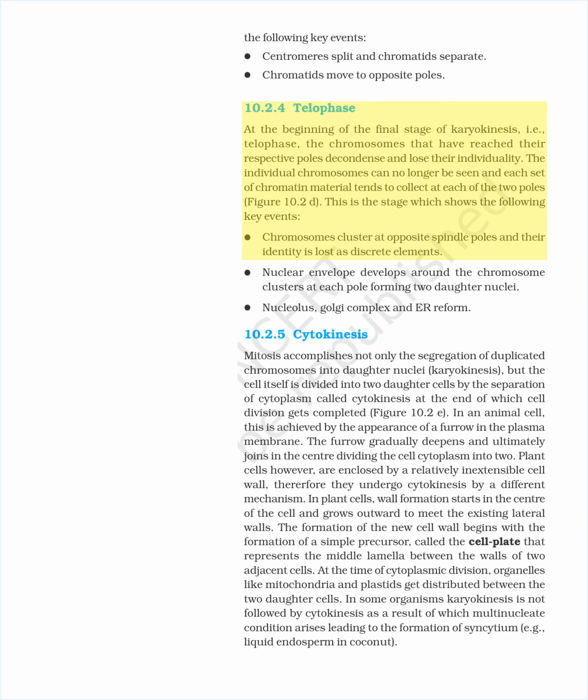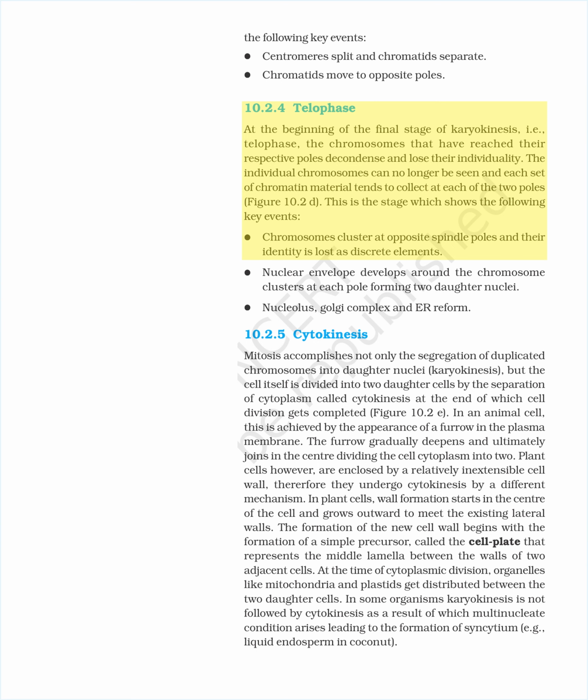10.2.4 Telophase. At the beginning of the final stage of karyokinesis, i.e., telophase, the chromosomes that have reached their respective poles decondense and lose their individuality. The individual chromosomes can no longer be seen and each set of chromatin material tends to collect at each of the 2 poles, figure 10.2d.